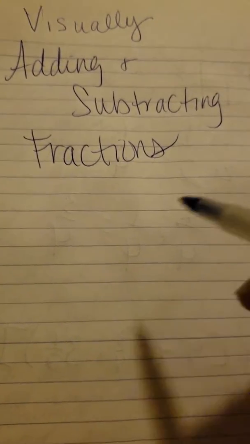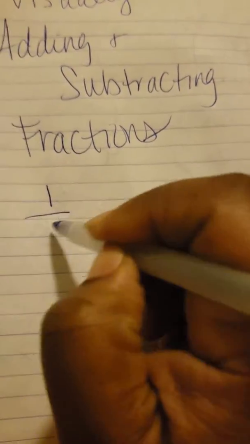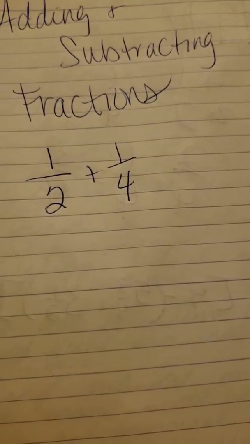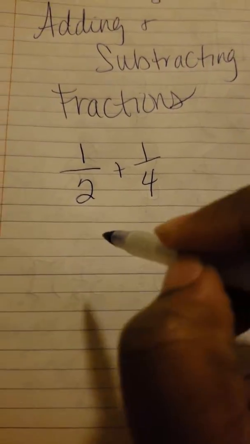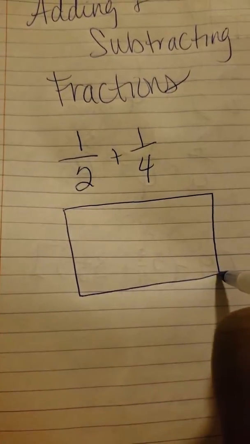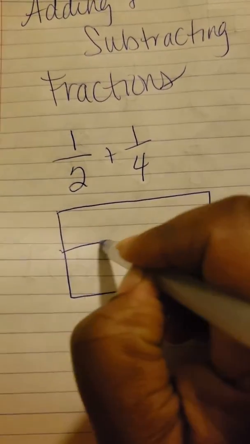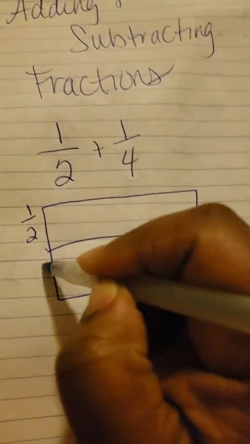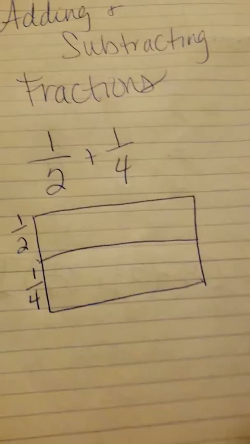We are visually adding and subtracting fractions. If I were to add 1/2 plus 1/4, how could I visually add those using a model? First of all, when I draw my models, I like them to be laying right on top of each other. This will represent 1/2, this will represent 1/4.